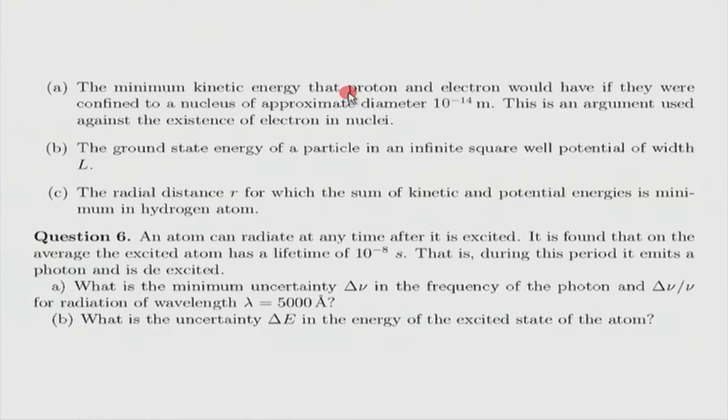Now we are requested to obtain, firstly, the minimum kinetic energy that the proton and electron would have if they were confined to a nucleus of approximate diameter 10 to the minus 14. And we have to see that this argument results in the electron's energy being very unphysical. The electron cannot have this much amount of energy staying within the nucleus. So I think we'll go about with the problem.